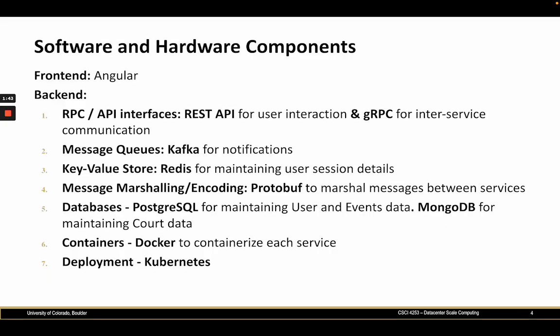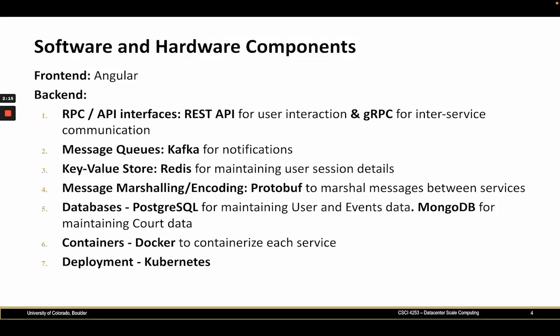Coming to the software and hardware components, for the front end, we've used Angular, and in the back end, we have used a list of services. First is the RPC and API interfaces. We've used REST API for the interaction between the user and the application, and gRPC for the microservices, the inter-service communication, and this is synchronous. For asynchronous communication, we've used message queues, where we've used Kafka for sending those notifications.